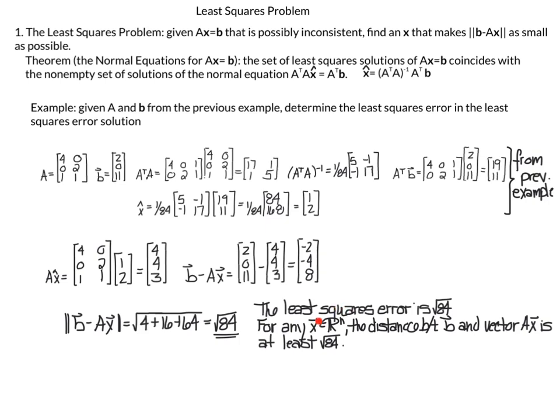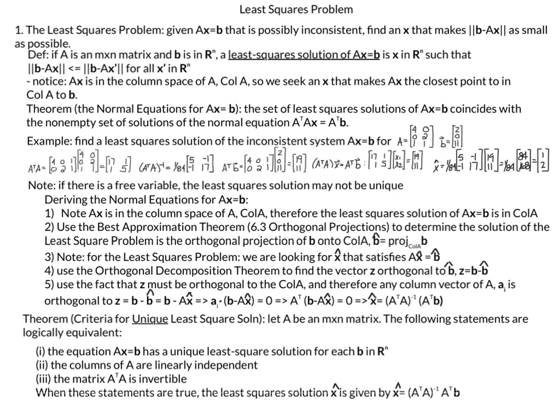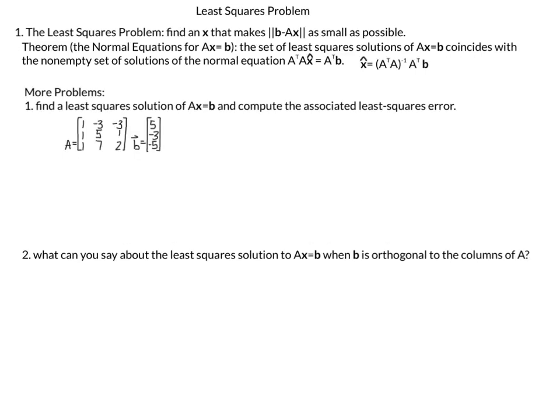So for any x in Rn, the distance between b and any vector Ax is at least square root of 84. I have two more problems to give you, but now that we have covered all the material in this video, I'm going to suggest that after you hear the problem statement, you pause the video in order to try the problem yourself before looking at the solutions.